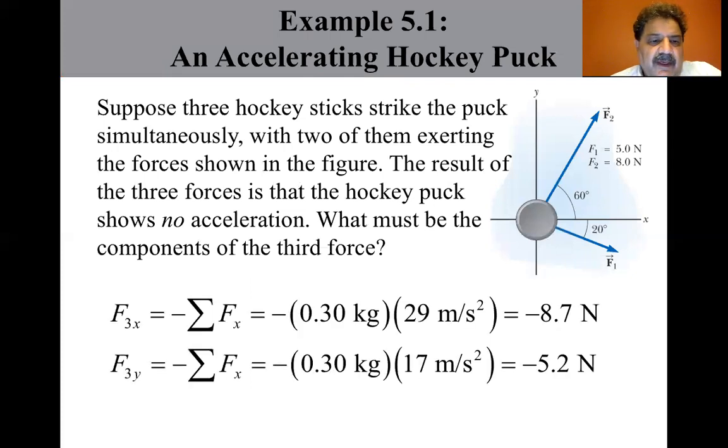Therefore, F3x would equal minus 8.7 newtons, and F3y would equal minus 2 newtons. This is kind of the equivalent of finding the equilibrant in your vector lab that you did last week. And this ends our discussion of Newton's second law. We will next discuss the gravitational force and weight.